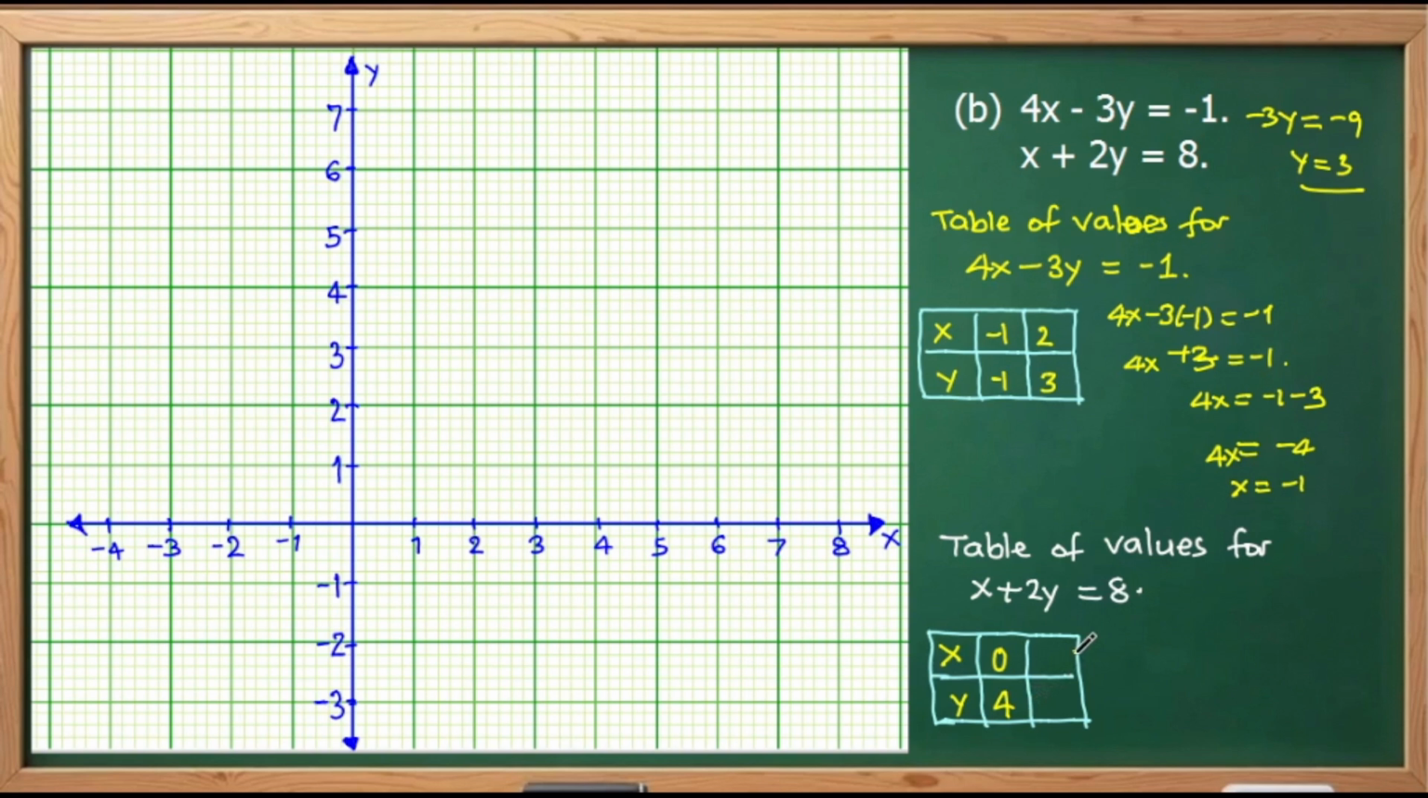Then let's also think of maybe 2 for x. If we place here 2 and we collect like terms, we shall have 8 minus 2, that is 6. 6 divided by 2, 3. So these points are enough for us to start plotting. Let's start plotting using the first one here.